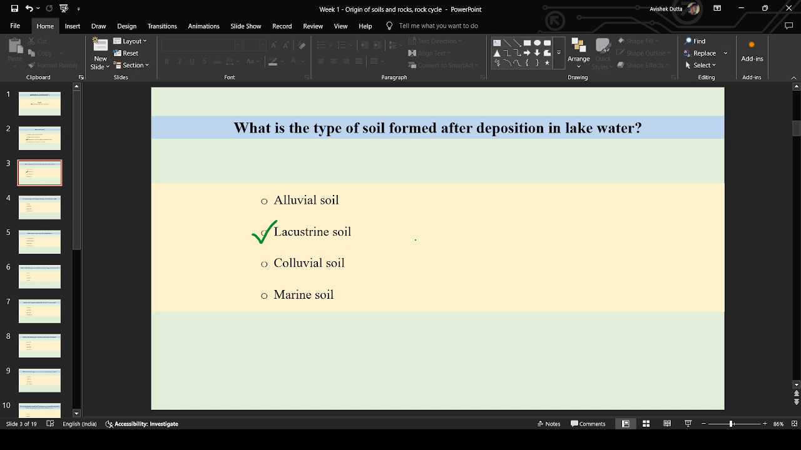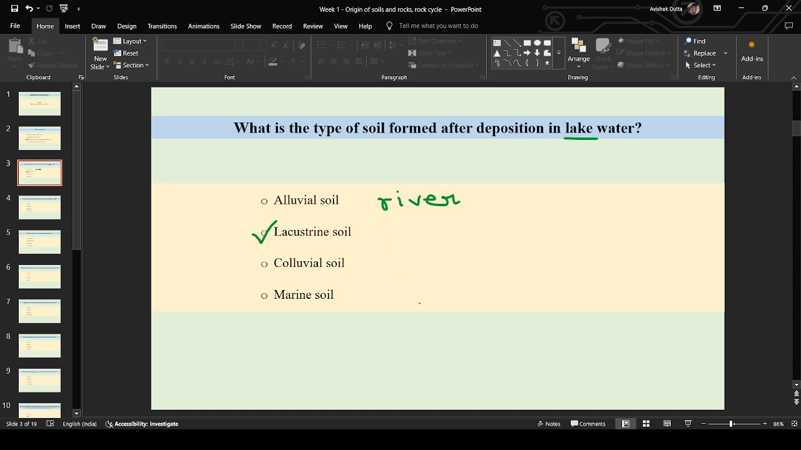What is colluvial soil? By the effect of gravity force. And what is marine soil? Deposited at the ocean beaches. Yes, deposition by the sea water. Good.